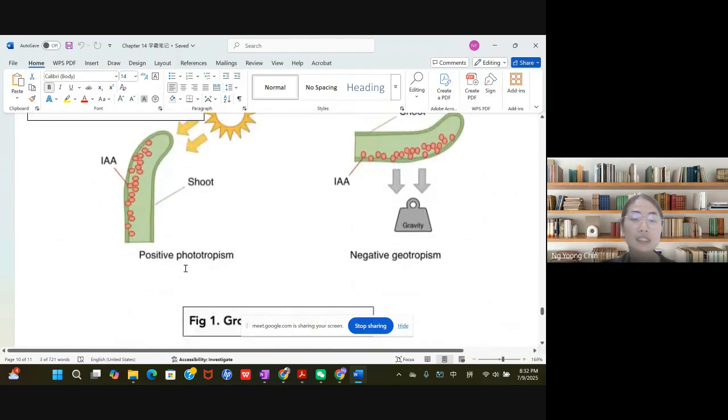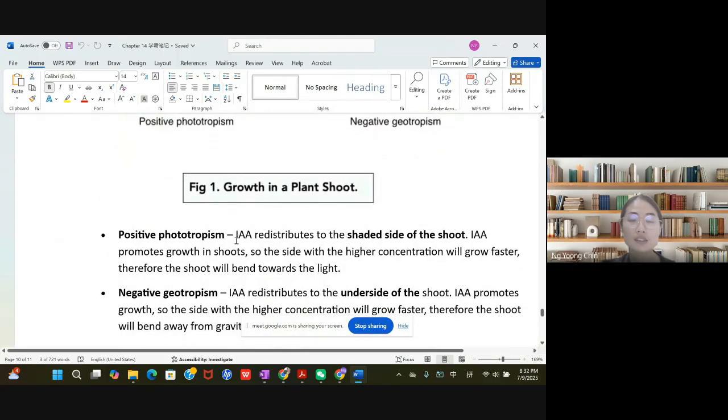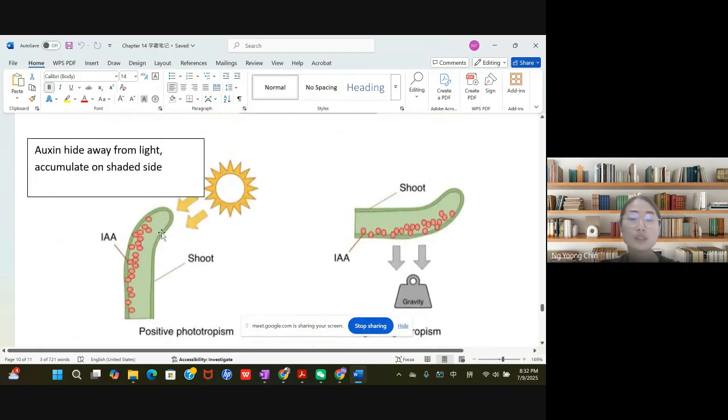Okay, so you can see in the plant shoot, this one, I refer to the auxins. Auxins will redistribute to the shaded side of the shoot. So it will promote the growth in the shoots. So the side with the higher concentration will grow faster compared to the side which is exposed to the sunlight. So that's why the shoot is able to bend toward the light in this way.